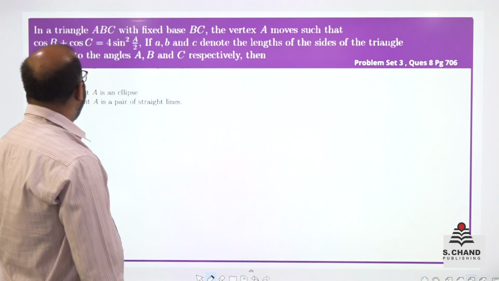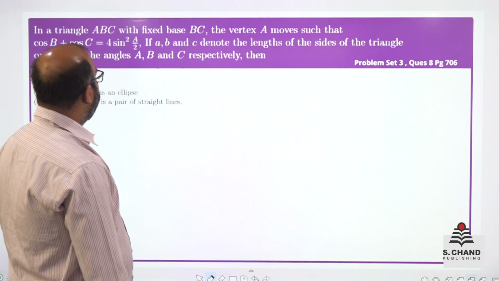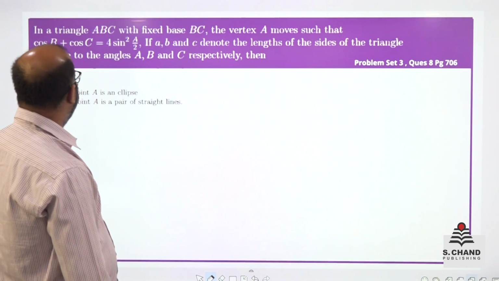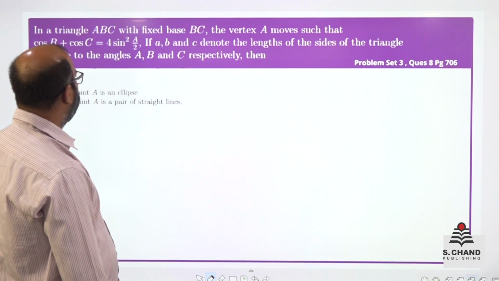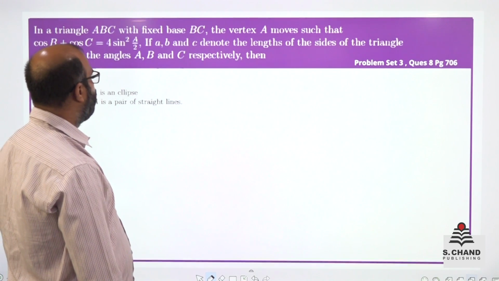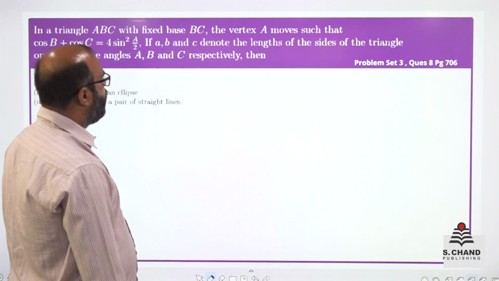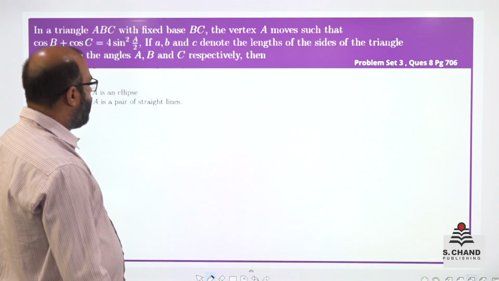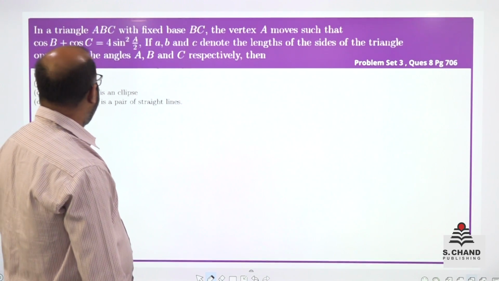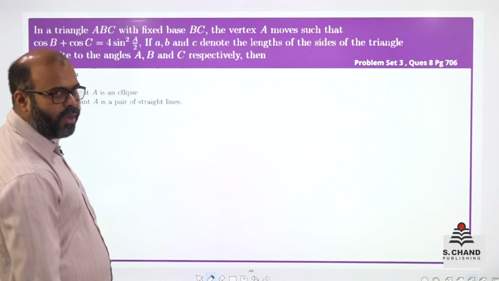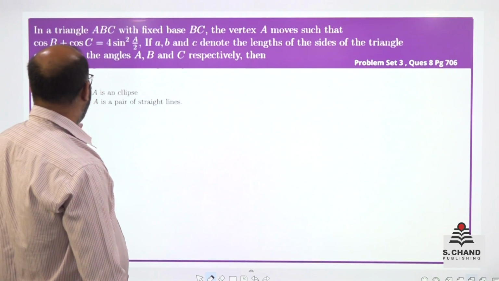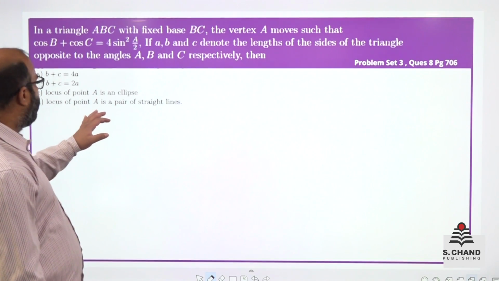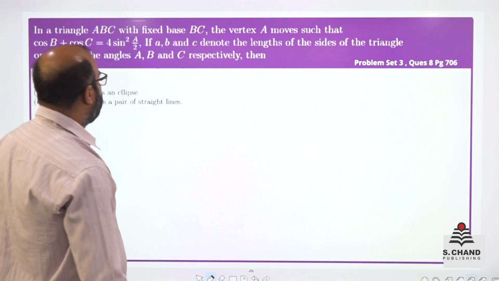Okay, the next question here. In a triangle ABC with fixed base BC, the vertex A moves such that cos B plus cos C is equal to 4 sin square A by 2. If a, b and c denote the lengths of the sides of the triangle as usual, opposite to the angles A, B and C respectively, then: b plus c is equal to 4a, b plus c is equal to 2a, locus of point A is an ellipse, locus of point A is a pair of straight lines. So let us solve it.